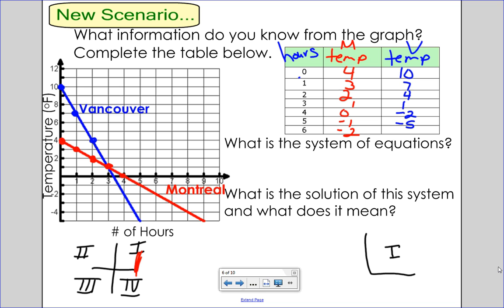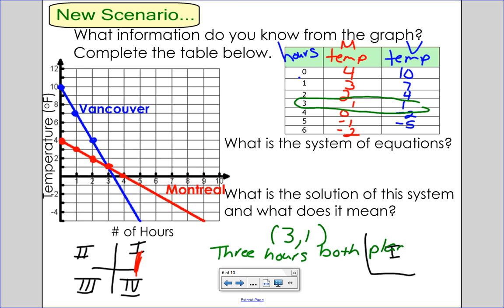How long is it going to take for Vancouver and Montreal to be the same temperature? 3 hours, because right here, and you found that because Y1 and Y2 are the same. Okay? Now, I found the solution just by filling out the table. That's 3, 1. And what does it mean? That means in 3 hours, both places are 1 degree.